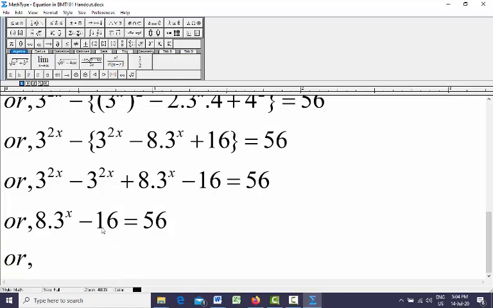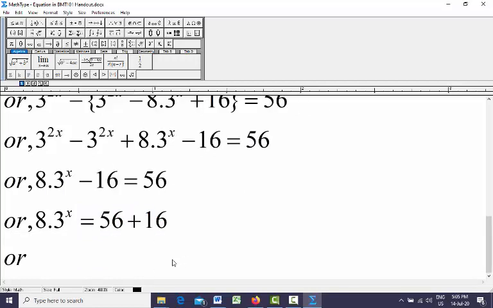So now this 16 needs to be moved to the right hand side. Minus 16 here, if you move to the right hand side, we get plus 16. So if you move this minus 16 to the right hand side, we get plus 16, right? 56 plus 16 is equal to 72.